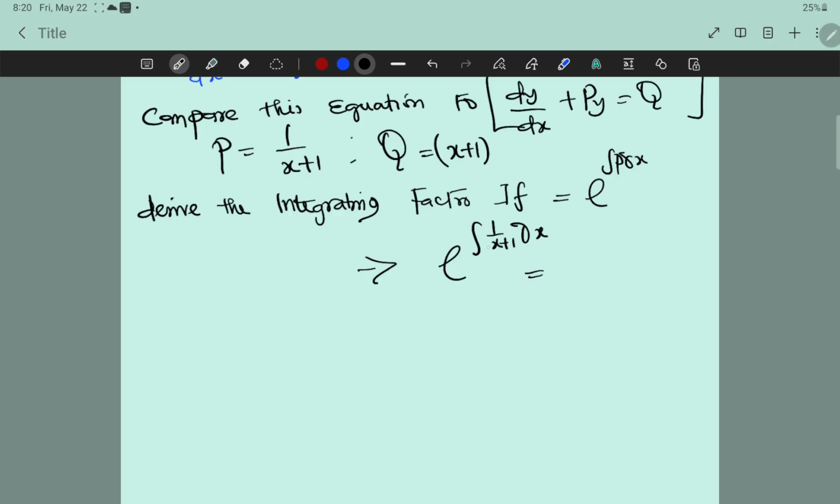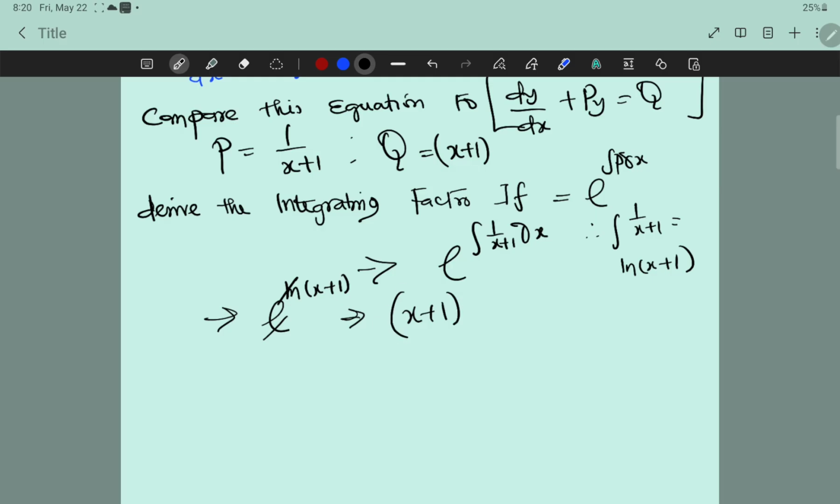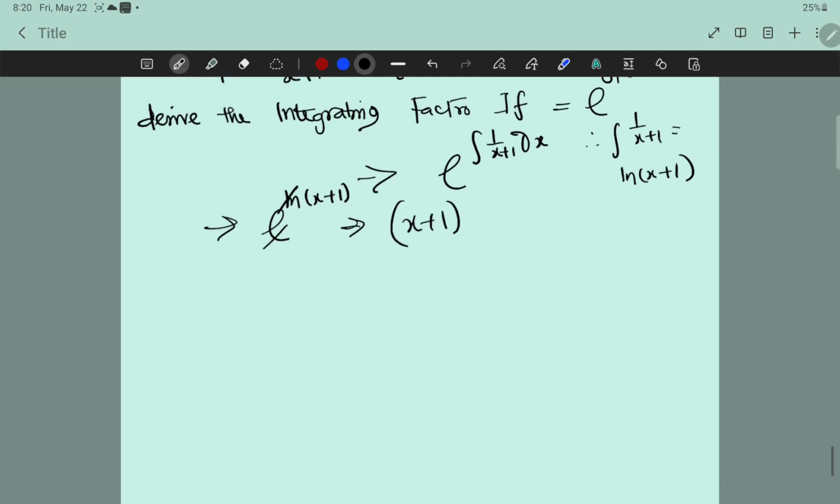So this is ln, right? Integral of this. First of all, the integral of 1 over x plus 1 is ln x plus 1. So what I have here is exponential of ln x plus 1, right? Yes, ln x plus 1. So this cancels this, and then we are having x plus 1. Did you see that? Did you see that?